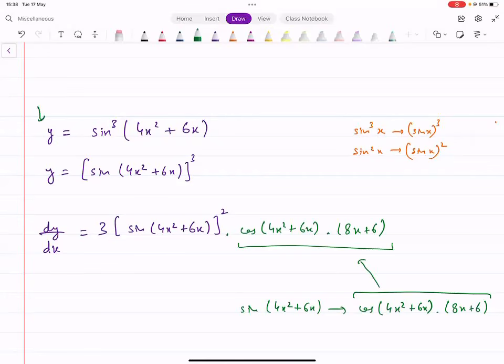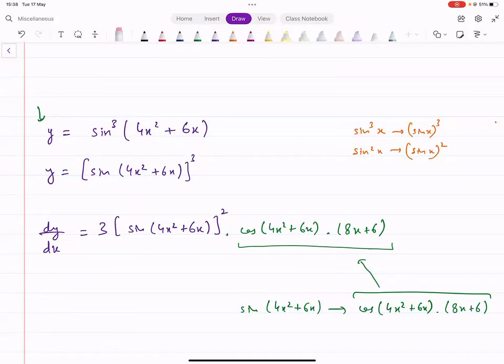Now, remember this notation, sine cube, इसका क्या मतलब होता है? It's basically, if you have sine cube of x, that is the same thing as saying sine of x whole cube. Similarly for sine square x का मतलब होता है sine of x का whole square. Okay, so we can actually write this thing as sine of 4x squared plus 6x whole power 3. Okay, now what's the outer function? The outer function is this power function.